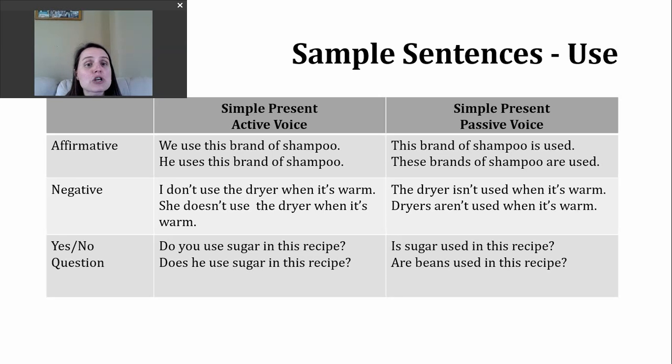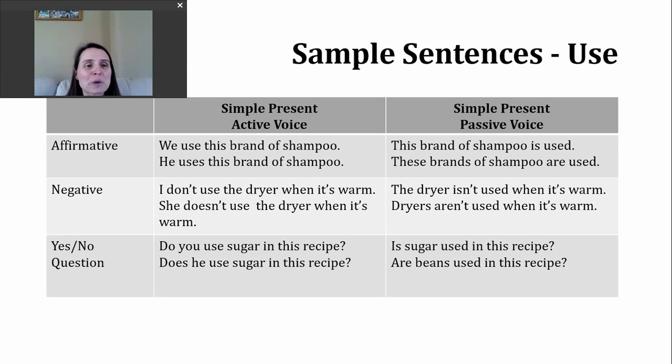So for simple present active voice, we're going to leave the base verb just as it is for the subjects I, you, we, and they. Here's an example sentence. We use this brand of shampoo. If the subject is he, she, or it, we need to add an S to the base verb. He uses this brand of shampoo.